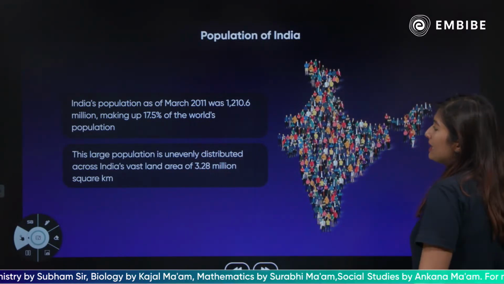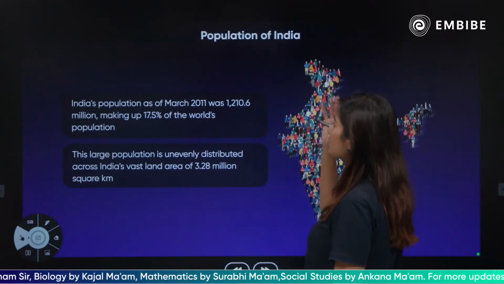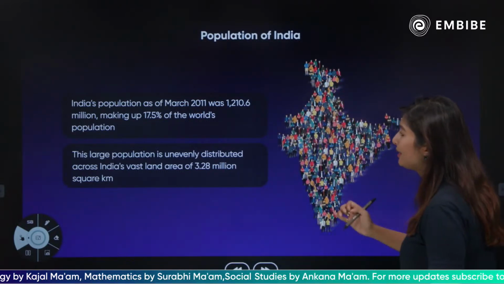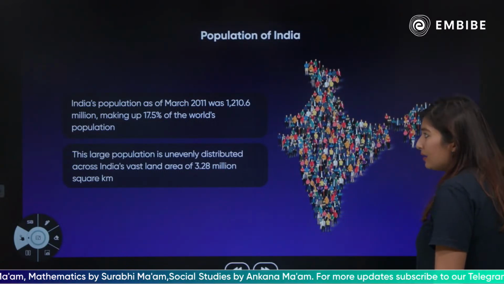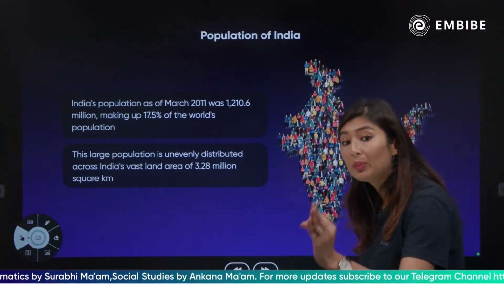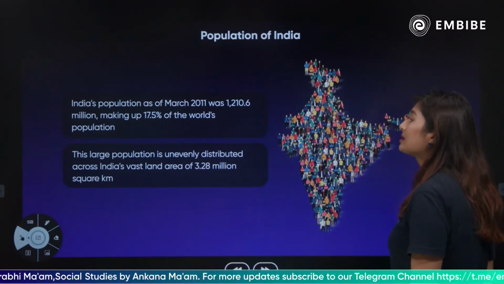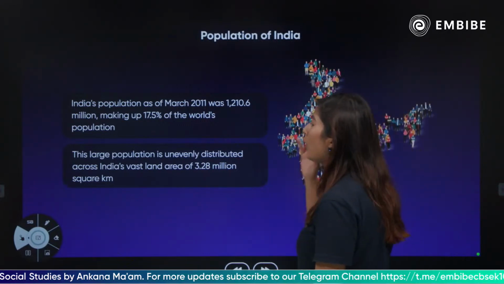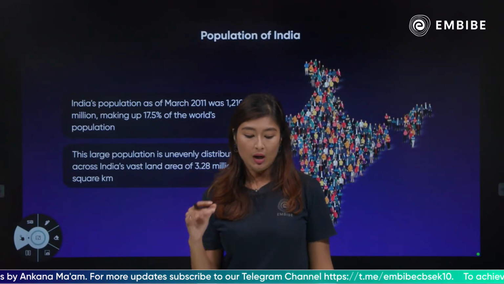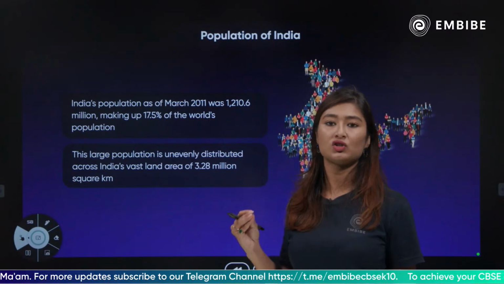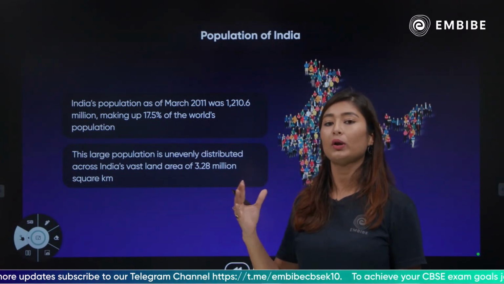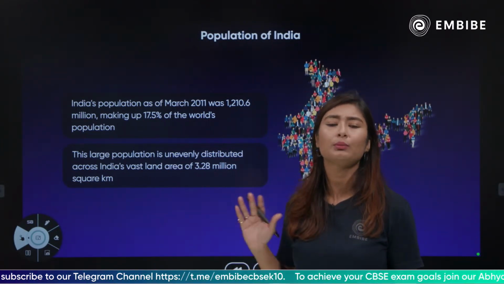So India's population as of March 2011 was 1210.6 million, which is 1.21 billion. ठीक है, making almost 17.5% of the world's population. तब हम दुनिया के 17.5% पॉपुलेशन के लिए रिस्पॉन्सिबल थे 1.21 बिलियन या 1.22 बिलियन पॉपुलेशन के साथ.